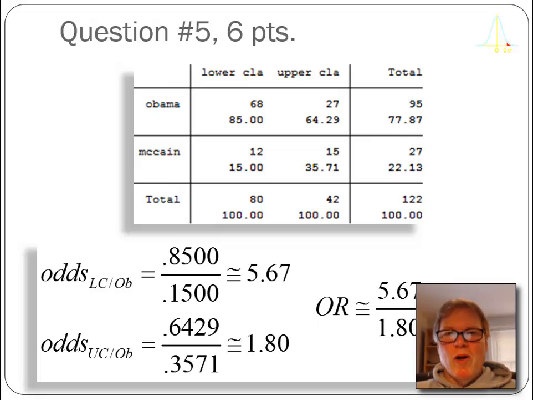And of course, we would also like to provide a chi-square for this table and possibly even a measure of association like Yule's Q. But for this problem, we're simply going to have you calculate and interpret the odds ratio.